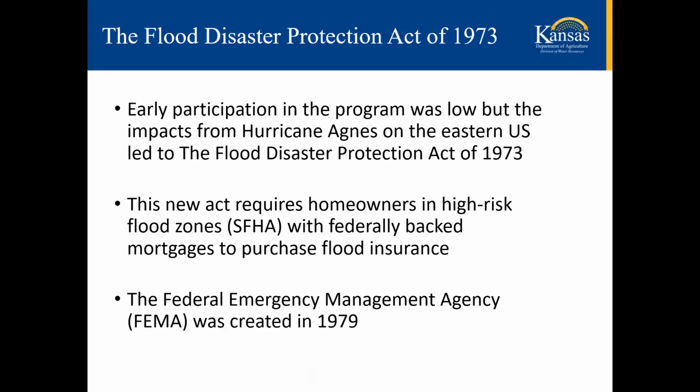And so following this, in 1973, the Flood Disaster Protection Act was established. And this is because early participation since 1968 in the program was very low, but then we had the impacts from Hurricane Agnes, and so that's what led to the establishment of this act that now requires homeowners in these high-risk flood zones, which is the Special Flood Hazard Area, or SFHA, with a federally backed mortgage, are now required to purchase flood insurance. And so that is still in effect to today.